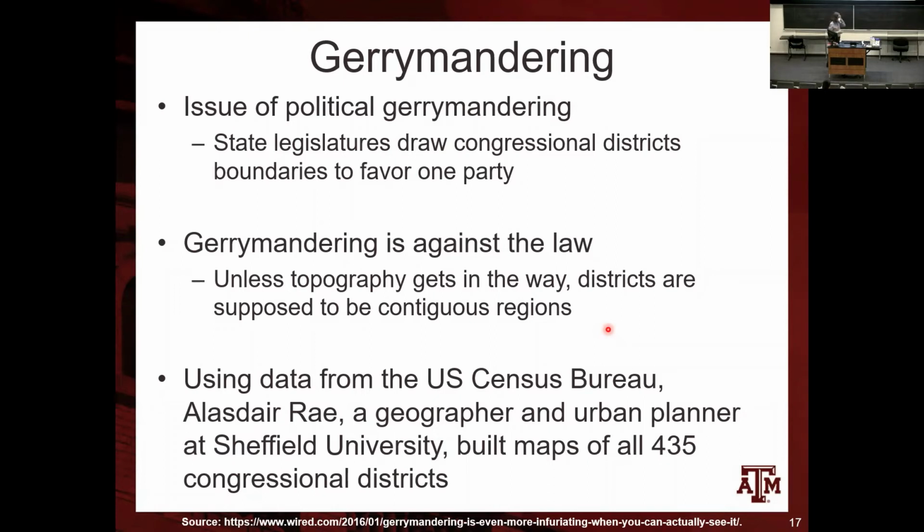And some of the maps that I'm going to show here are not maps that were done with the 2020 census, that's before that. But just to give you an idea of how the boundaries of these congressional districts can have really weird shapes, right? So Alasdair Ray, a geographer and urban planner from Sheffield University, pretty much created the maps for all 435 congressional districts in the US.